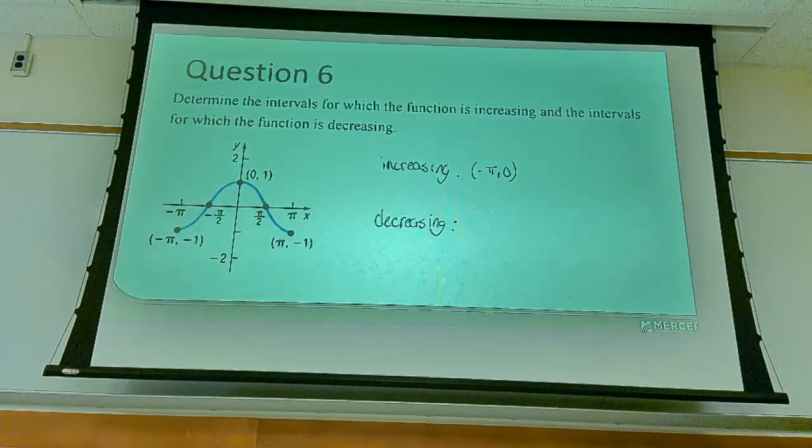Decreasing. 0 to pi over 2, and then pi over 2 to pi. There we go. Yeah, 0 to pi is decreasing. Oh, so you just skip the ones in the middle? Yeah, you just don't write them down. The endpoints are never included. Again, that would be reasons of calculus. You learn that in calculus.